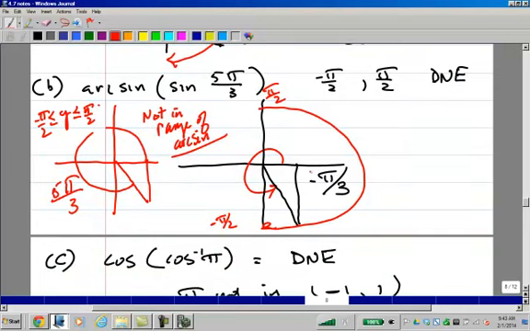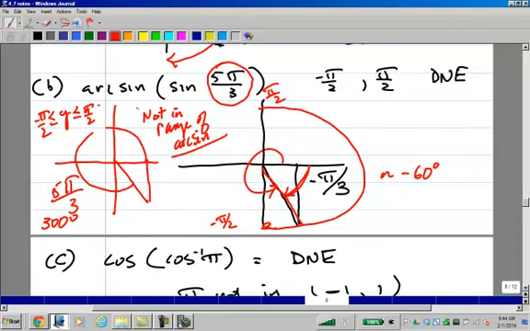Therefore, we are going to take the coterminal angle with the same terminal side, and that would be negative pi over 3, or negative 60 degrees. So we're not going to use 5/3 pi, or 300 degrees. Instead, we're going to use negative pi over 3 as the output from the arc sine of the sine of 5 pi over 3. So notice the input is outside the range of the inverse.